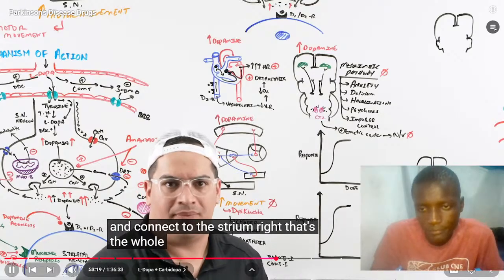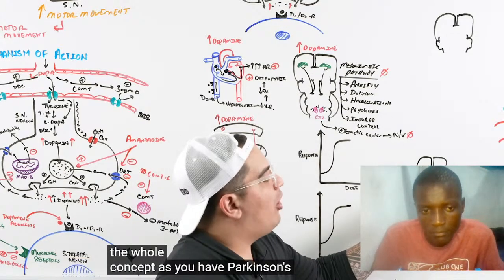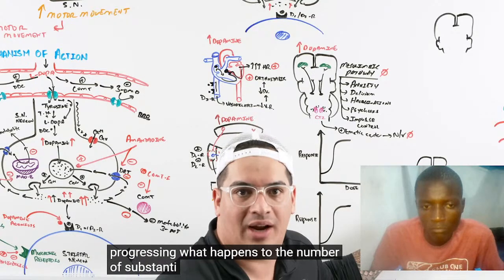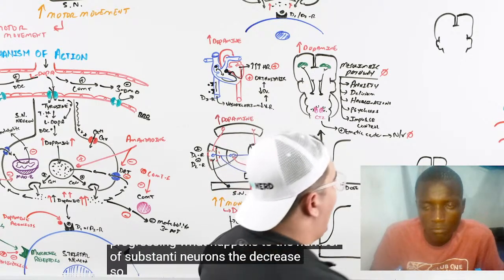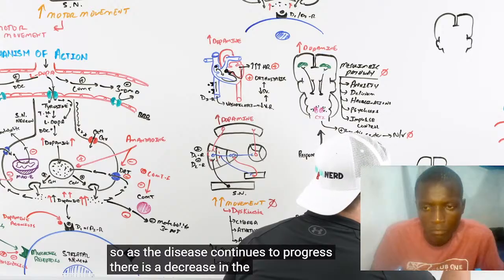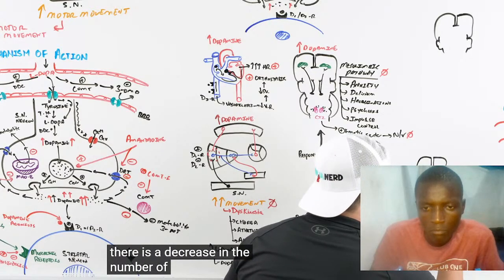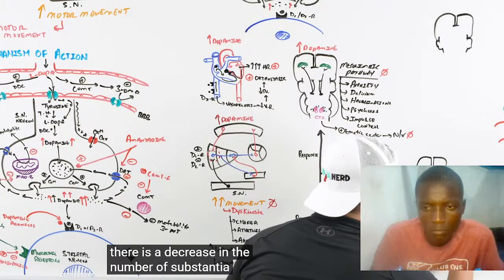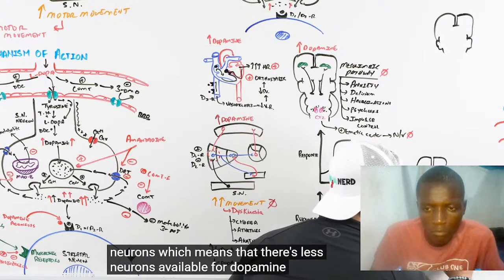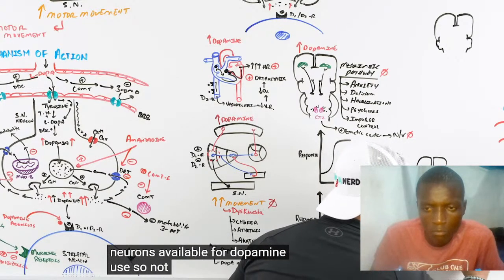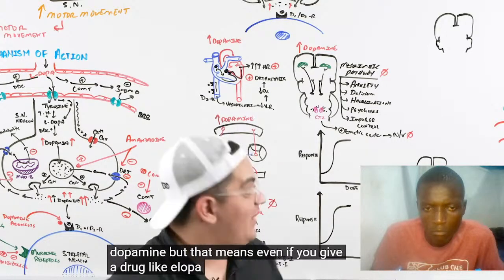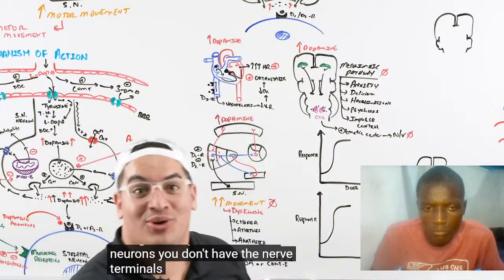Right? That's the whole concept. As you have Parkinson's disease progressing and progressing and progressing, what happens to the number of substantia nigra neurons? They decrease. So as the disease continues to progress, there is a decrease in the number of substantia nigra neurons, which means that there's less neurons available for dopamine use. So not only does it mean less dopamine, but that means even if you give a drug like L-dopa, if there's less neurons, you don't have the nerve terminals to use.